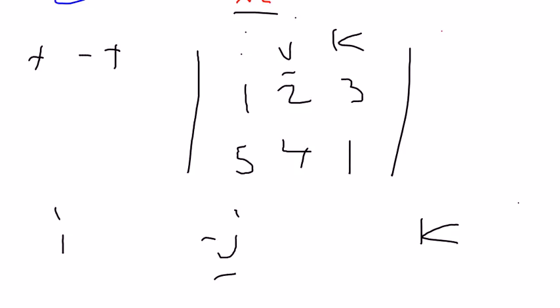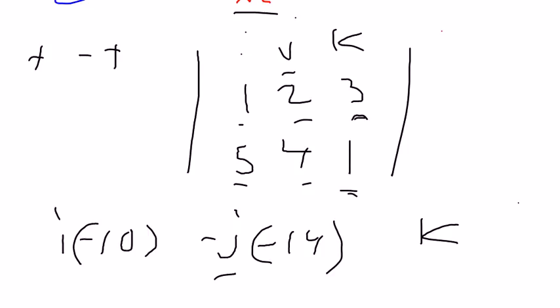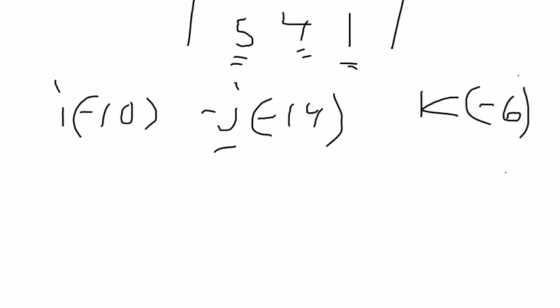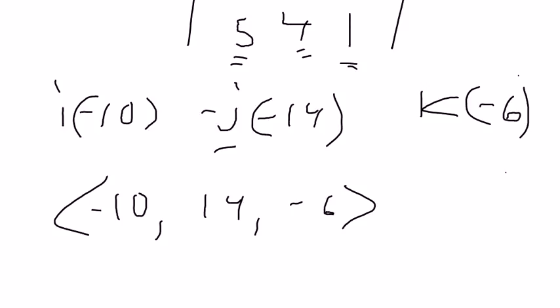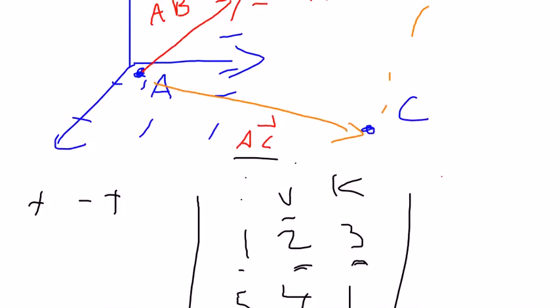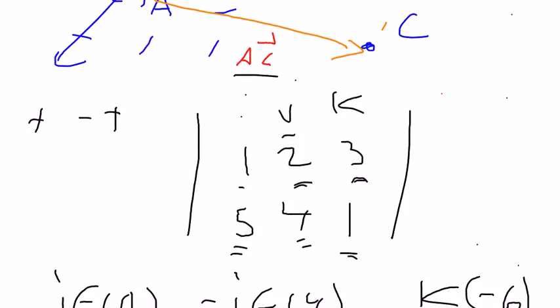Plus, minus, plus is the top row. So for the I, I'm going to take 2 times 1 minus 3 times 4. 2 times 1 is 2, minus 12 would be negative 10. The J would be 1 times 1 minus 15, so 1 minus 15 would be negative 14. And then the K would be 1 times 4 minus 2 times 5. So 4 minus 10 is negative 6. So here's my vector, negative 10, 14, negative 6.